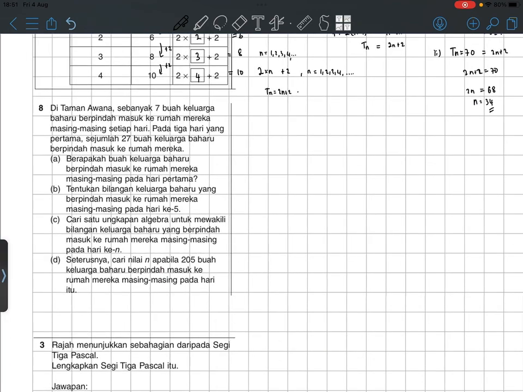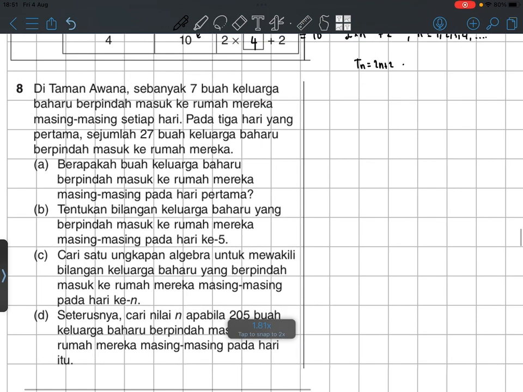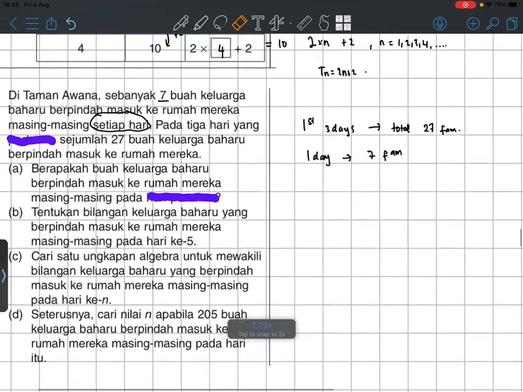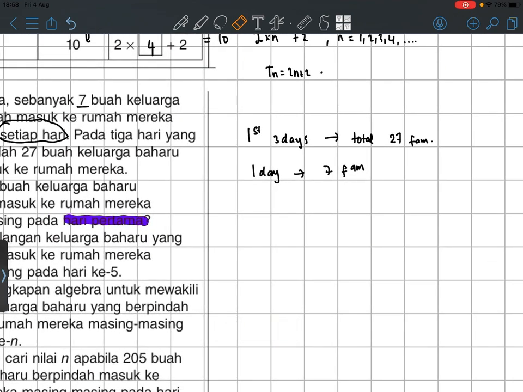Okay, for question 8, I will read in Malay. In Taman Awana, 7 new families move into their respective houses every day. In the first 3 days, a total of 27 new families moved into their houses. Question A: how many new families moved into their houses on the first day? So what the question means is, each day 7 more families come in, and in the first 3 days a total of 27 families.